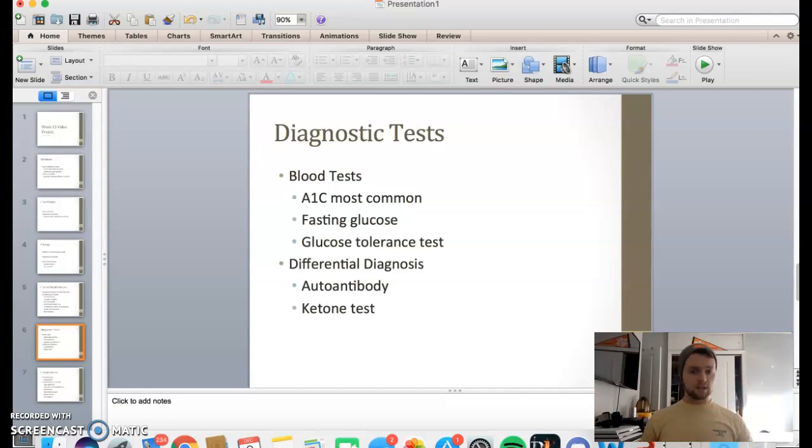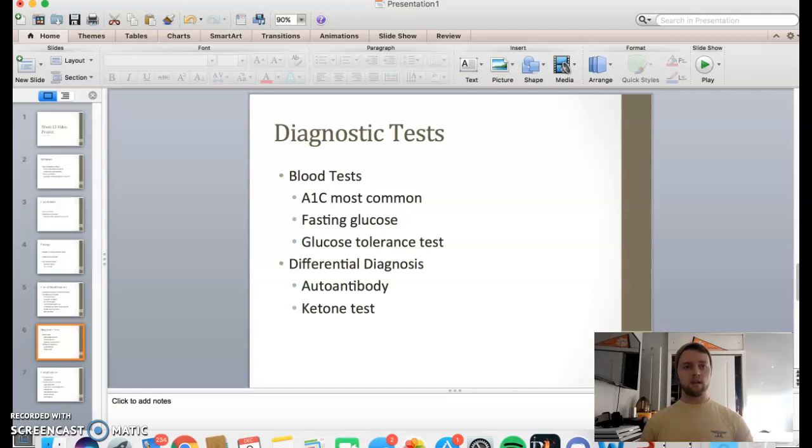Another test would be a fasting glucose test, which measures your blood glucose after an overnight fast to determine if your body was able to produce insulin to lower that blood glucose. If it was not able to do so, your blood sugar level would be over 126 milligrams per deciliter, and that would be indicative that you have diabetes.